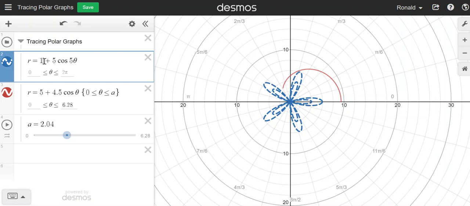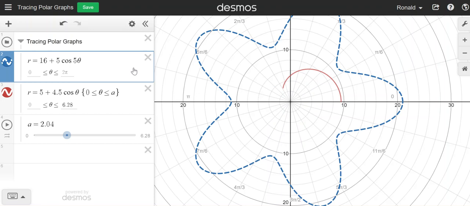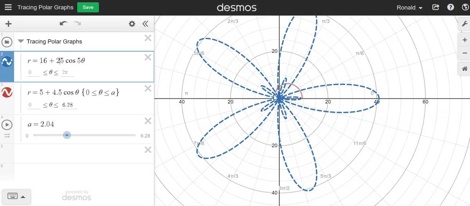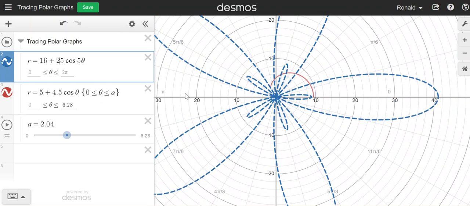And let's make this 1 into a 16. Let's make the 5 into a 25. So we have rose curves, limacons, cardioids, circles.